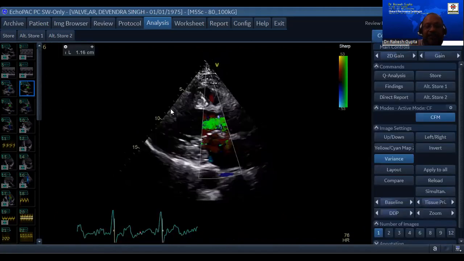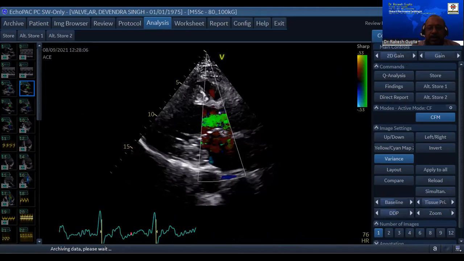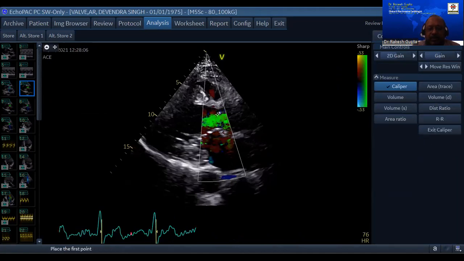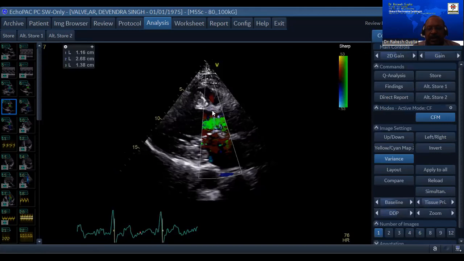Second point is I have to measure now jet width at LVOT. So vena contracta was somewhere here. This is the valve leaflets at the LVOT. So we measure the jet width at LVOT. So this is the jet width at LVOT, which is 1.4 centimeters. Now I have to measure my LVOT diameter. So here is LVOT diameter. And you can see this is one point of LVOT diameter. This is the second point of LVOT diameter. And this is the jet width.